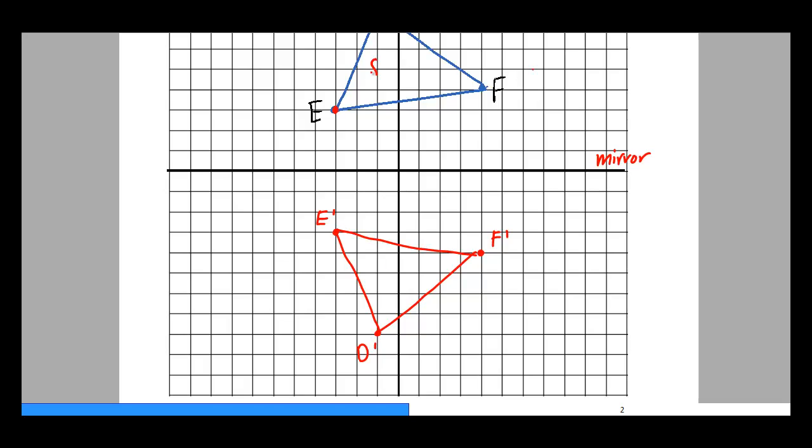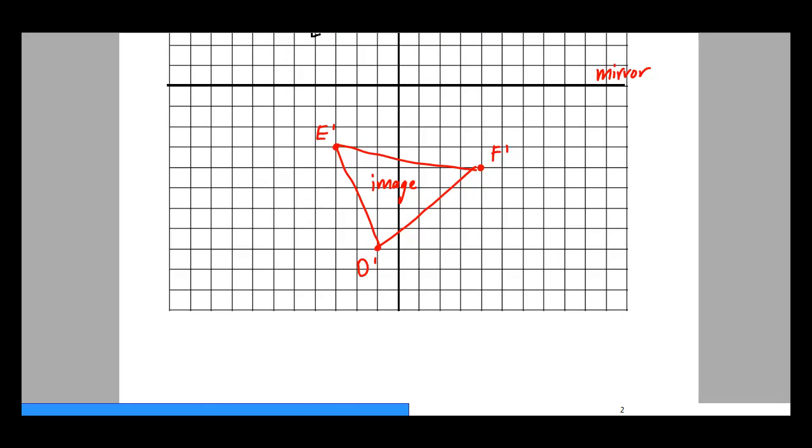And here's my shape, and there's my image. All right, that's it for 8.2.